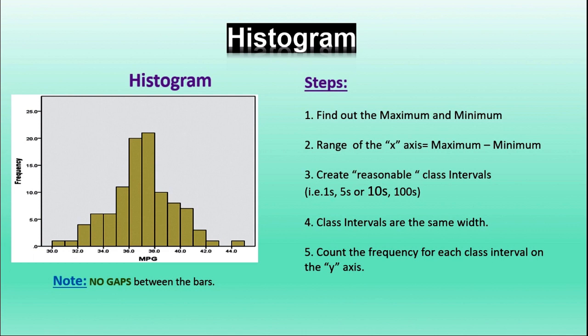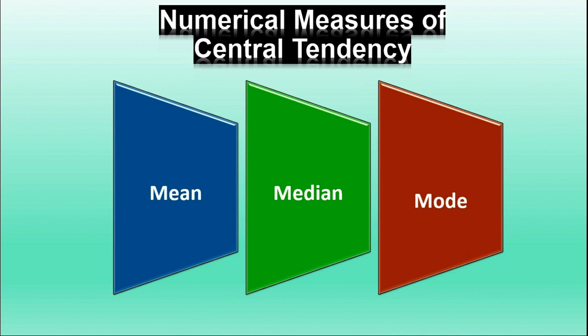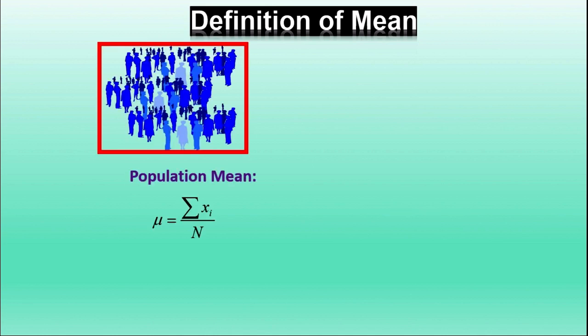Now, we've examined some graphical techniques for summarizing and describing quantitative data sets. We turn to numerical methods. Mean, median, and mode are three numerical measures of central tendency. Here is the definition of mean. We have population mean and sample mean as follows.